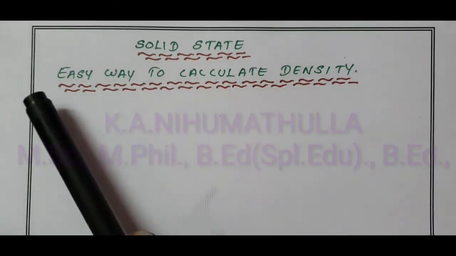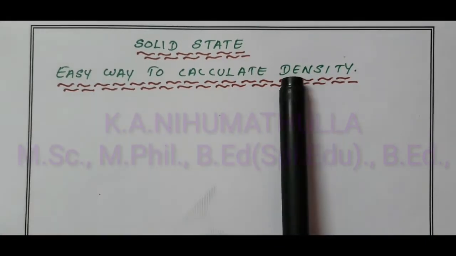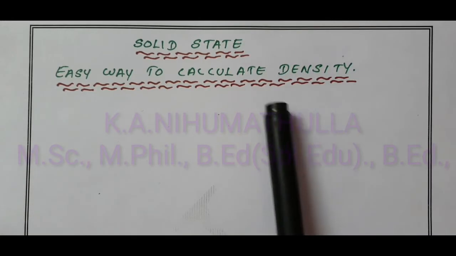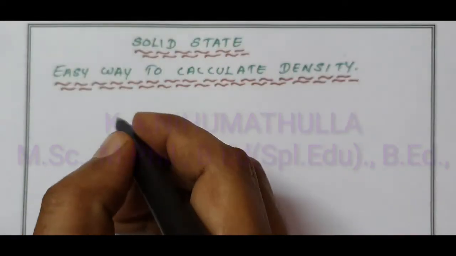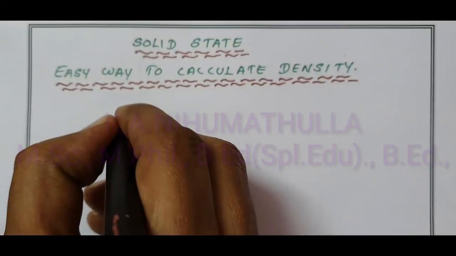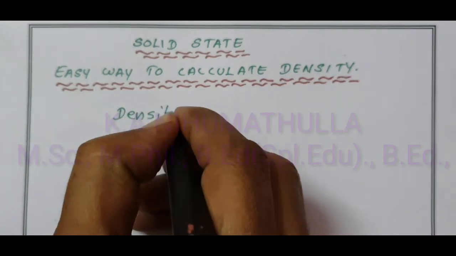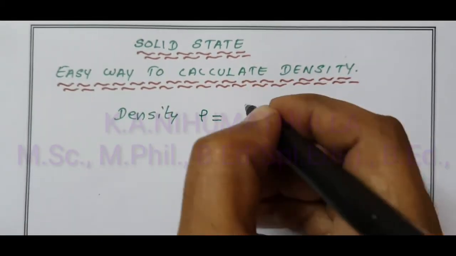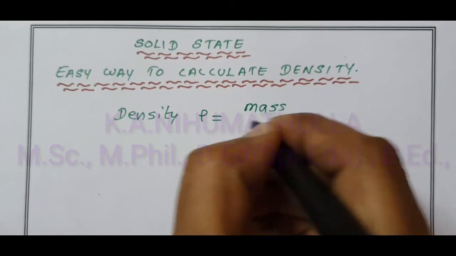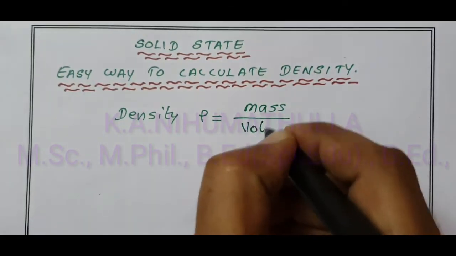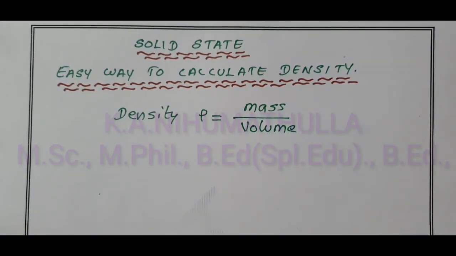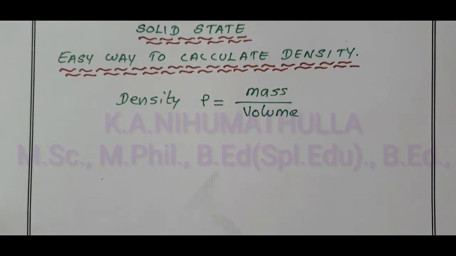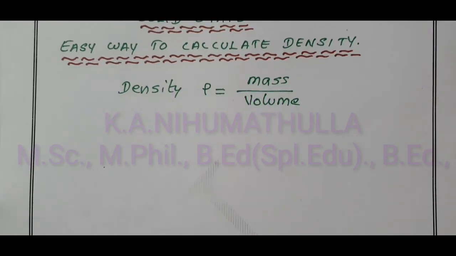Solid state. Easy way to calculate the density of the unit cell. The general formula to calculate density, we all know, is mass by volume. This is a general formula used to calculate density, but in solid state there is some extra word we have to add in this formula.